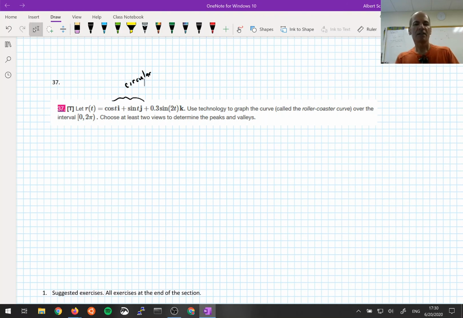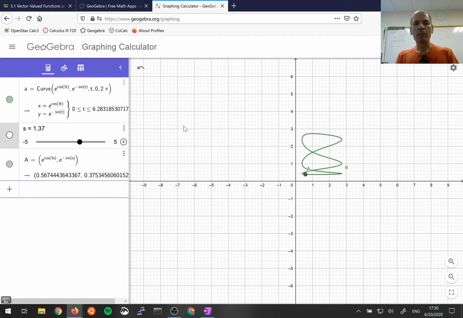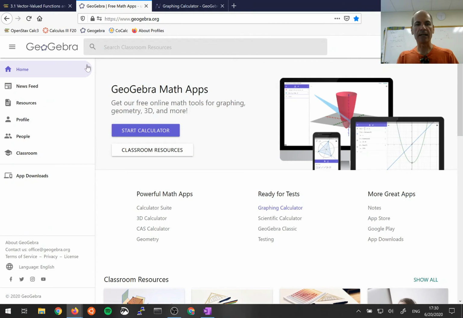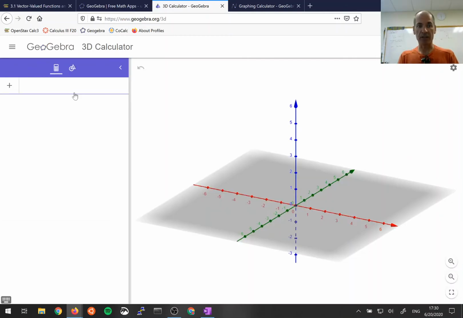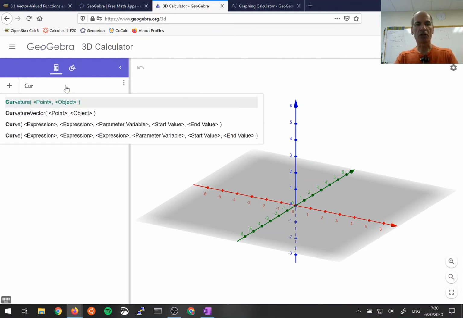But enough talk. Let's see what GeoGebra has to show us about this three-dimensional curve. So remember, GeoGebra has a 3D context and a 2D context. The 3D context is here in the 3D calculator. Fortunately for us, the syntax is very similar. It's just going to require an x-coordinate, y-coordinate, and a z-coordinate now instead of just x and y. So we start with the word curve, and we get a prompt now. And now we have another option. We have an option to enter three expressions, one for x, y, and z, and then the parameter and the start value and the end value.